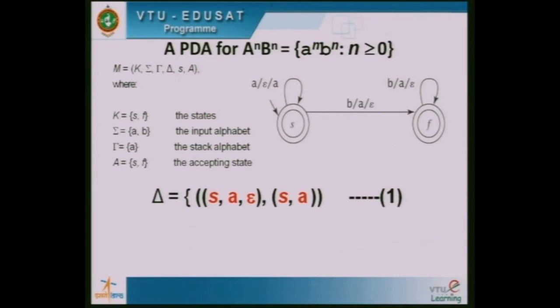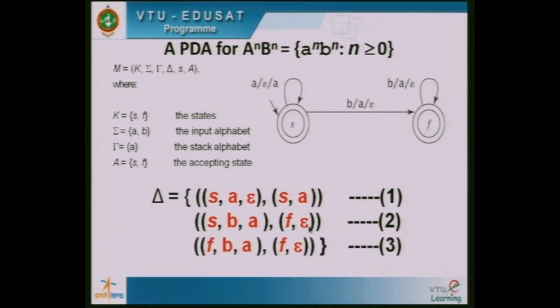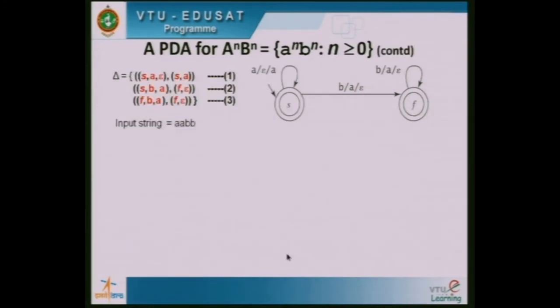So the delta transitions obtained are: start state. If I come across A, irrespective of the topmost element of the stack, push A into the stack. When you come across the first B, the topmost element is A, then move to state F and pop the topmost element A. Then in F, the input symbol is B, the stack symbol is A, then pop the topmost element and stay in the state F, where F is the final state.